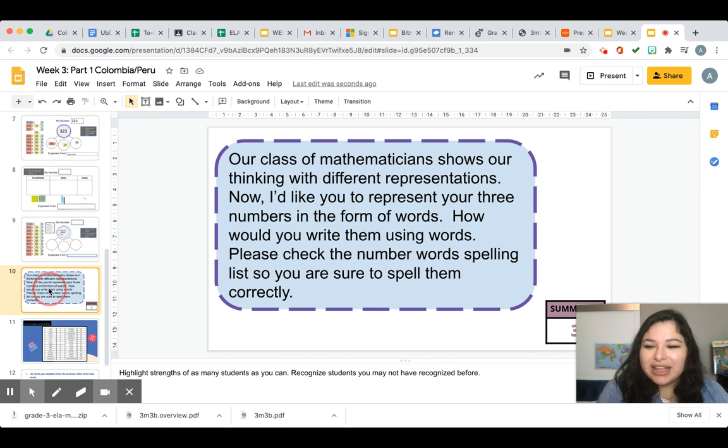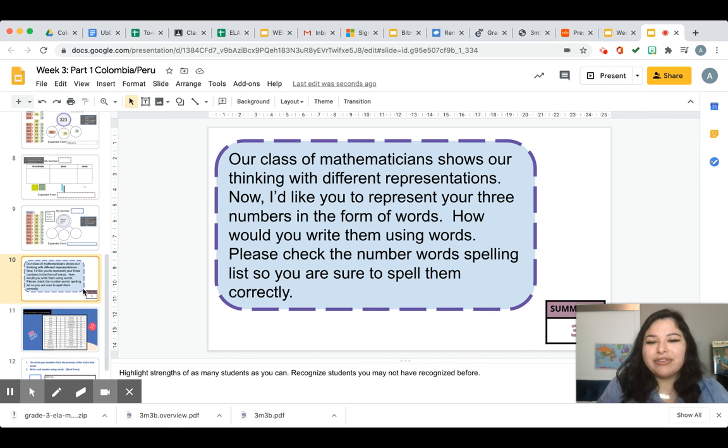Now, I do have a message for the class today. As you can see, it says our class of mathematicians shows our thinking with different representations. Now I'd like you to represent your 3 numbers in the form of words. How would you write them using words? Please check the number word spelling list so you are sure to spell them correctly.